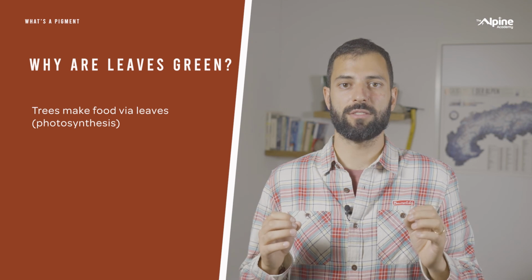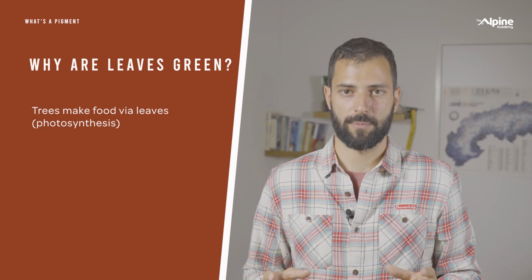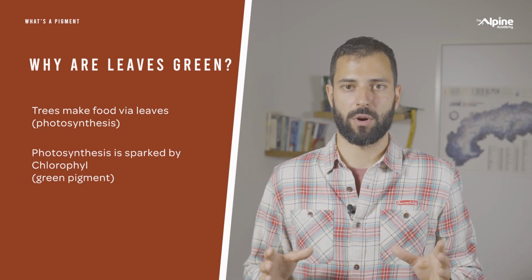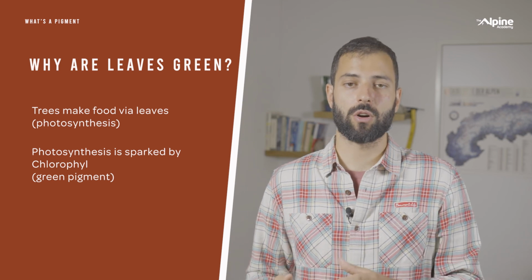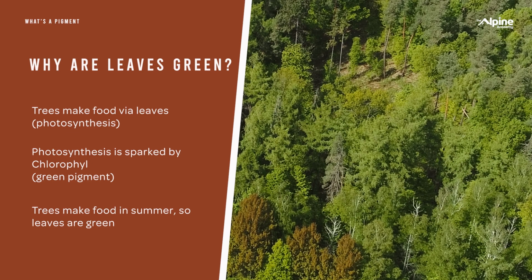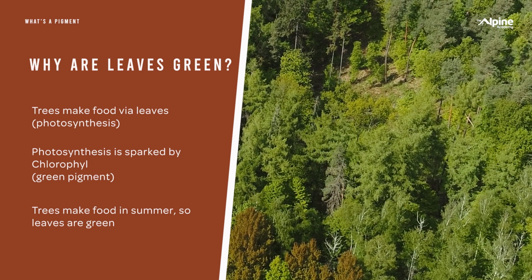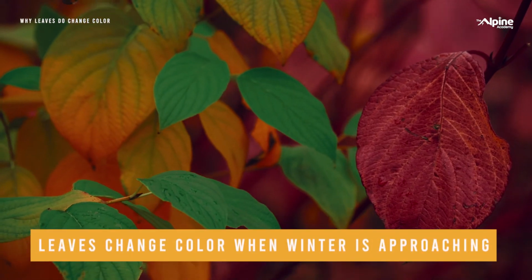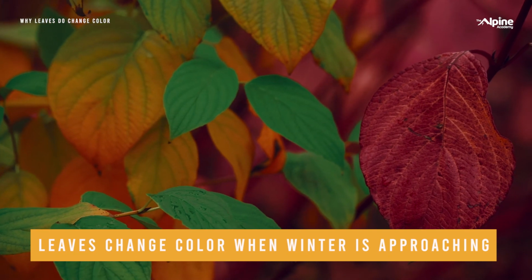To recap then, trees get the food they need through leaves from a process called photosynthesis. Leaves are able to trigger this process thanks to a green pigment called chlorophyll. That's why during the warm season, the majority of the trees have green leaves. So now we need to understand why they suddenly decide to change colors always at the same time of the year. Well, as everything we do in nature, the reason is pretty simple. They do change color as they are preparing for winter.